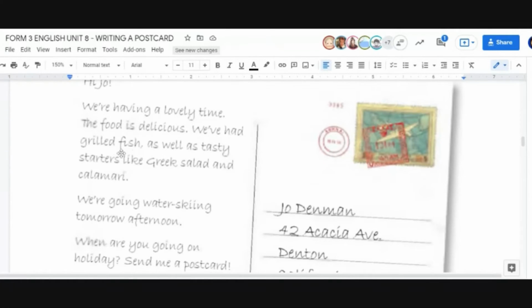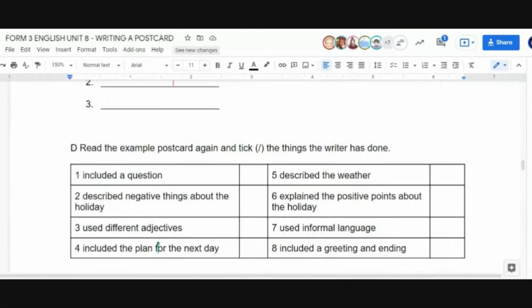Okay, we've had grilled fish as well as tasty starters. You see, as well as and basically they mean the same thing. But if you use and 2 times, we've had grilled fish and tasty starters like Greek salad and calamari, it is not so nice, right? So he used a different phrase to replace and. As well as tasty starters like Greek salad and calamari, so the sentence will sound more smoothly. Okay, all right. So now let's go through the next activity.